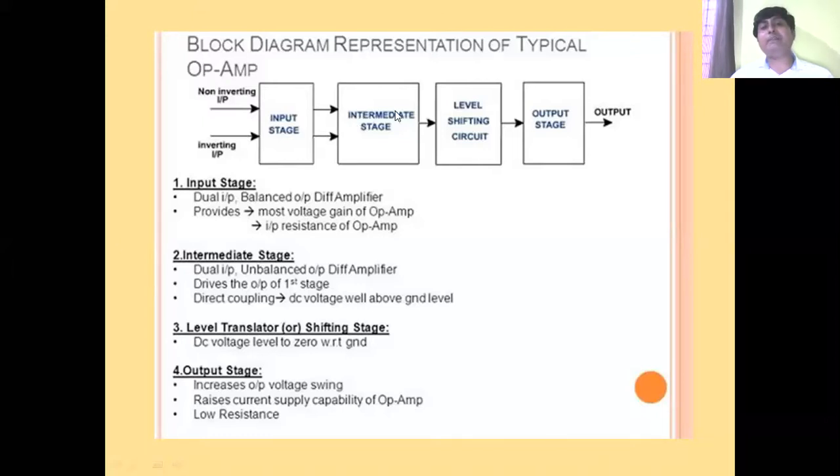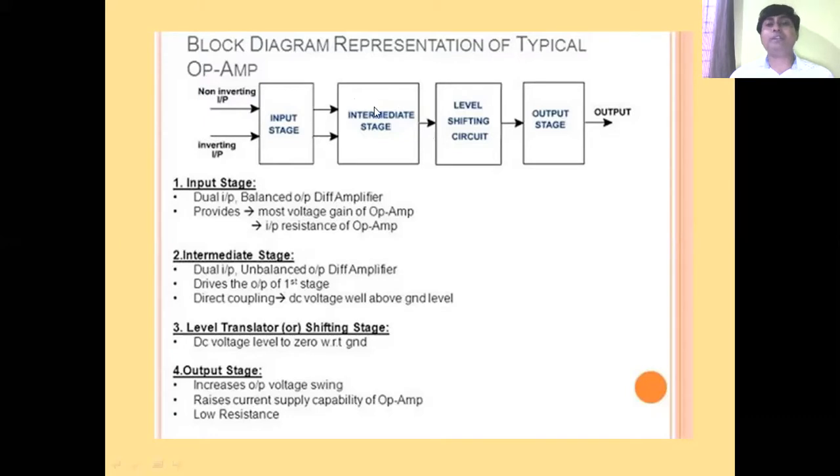Now, coming to the second stage. The second stage is the intermediate stage. Here also, the output of the first stage is connected directly to the second block. That means here also we have to use a differential amplifier.